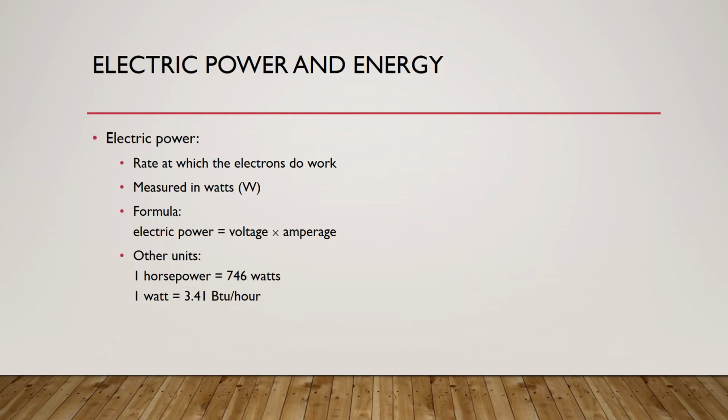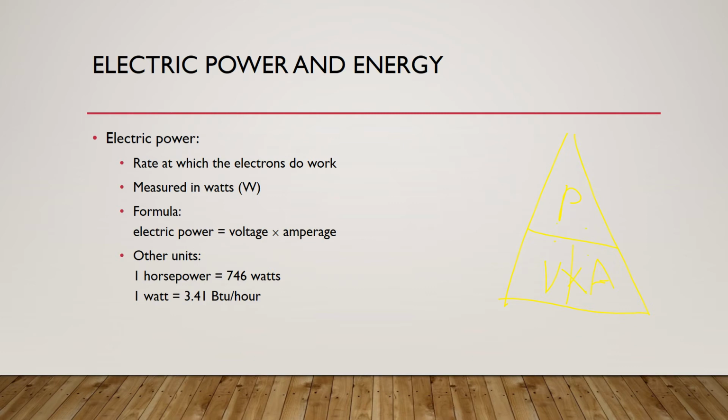Okay, the second law is the power law. Again, it looks the same, but this time power is in the top, voltage in the bottom, and amperage. There is no resistance here. The same rule goes: from top to bottom you divide, side to side you multiply. Power is the rate at which electrons do work.